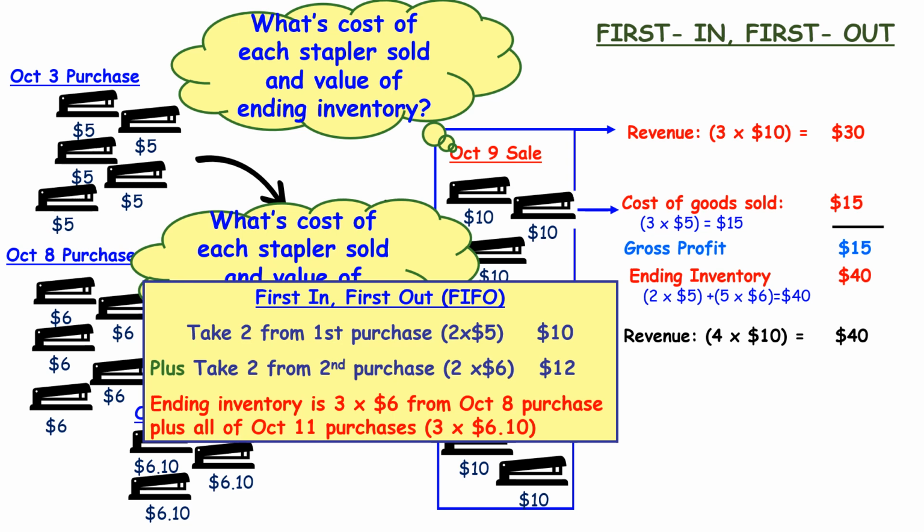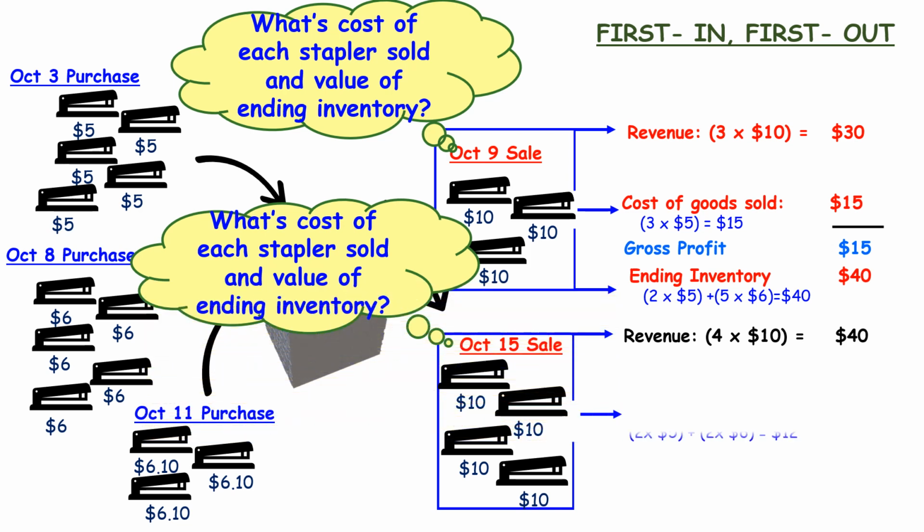And since I sold 4, I need another 2. So according to FIFO, the 2 that I picked up from the box are the $6 ones because those are purchased next. So that will be $12. That will give us our cost of goods sold as $22. So our cost of goods sold will be $22 and the gross profit will be $18.